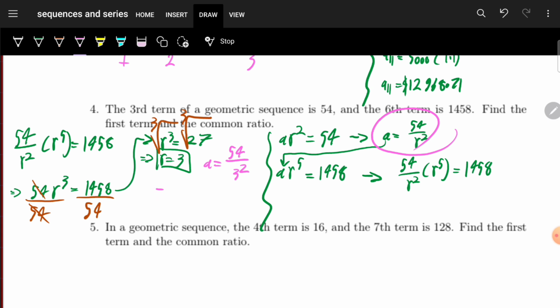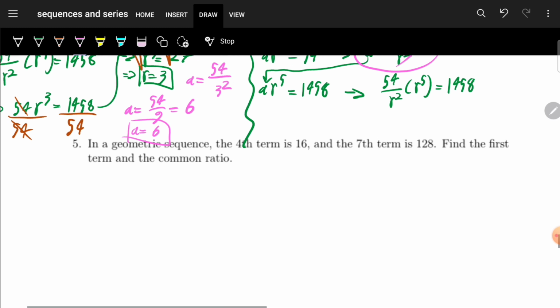And so let's write this out. a is equal to 54 over 9, which is equal to 6. Okay, so that's our common ratio r as well as our first term a. So maybe we'll just write a equals 6. All right, let's have a look at the next one.